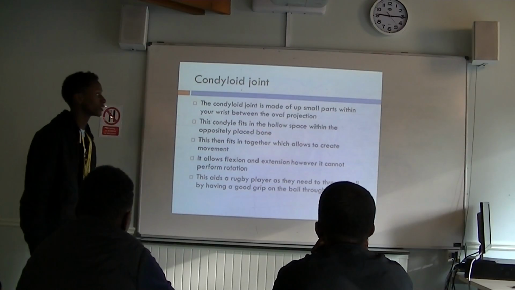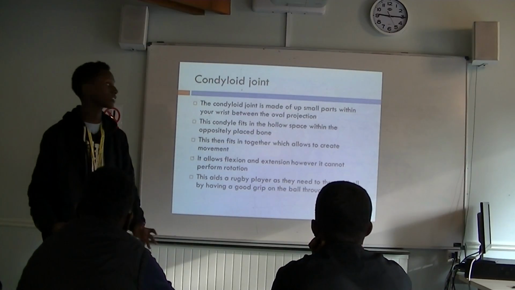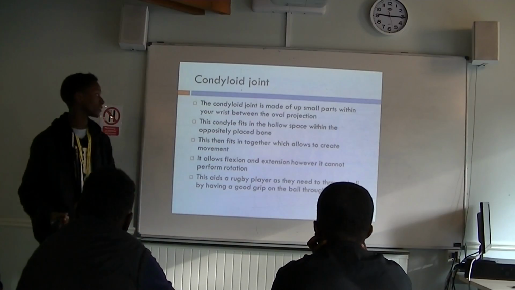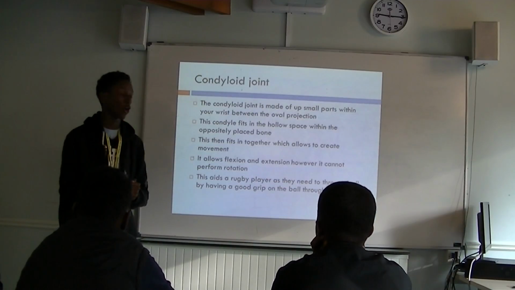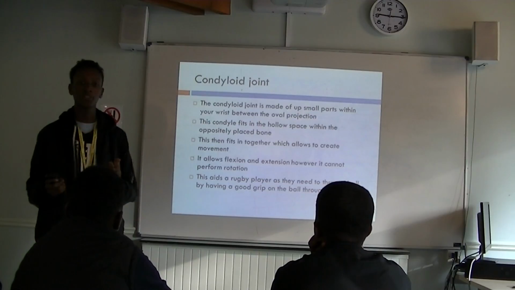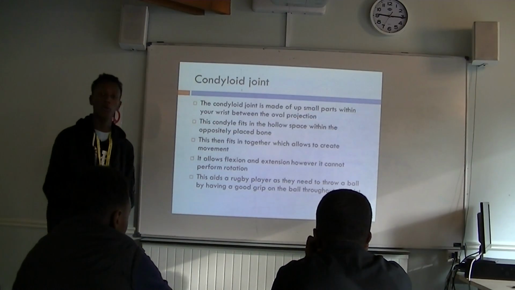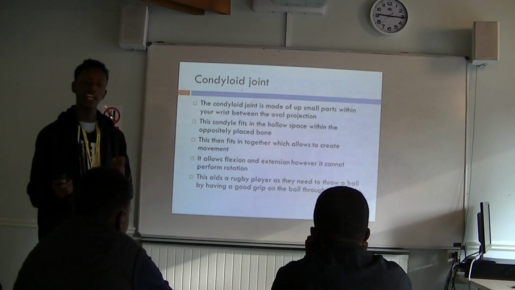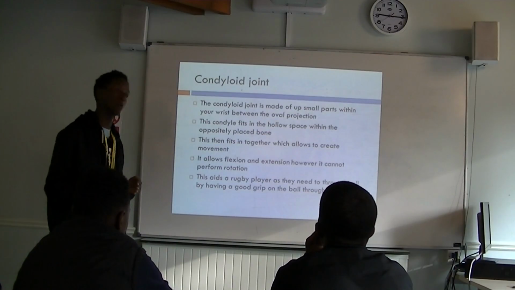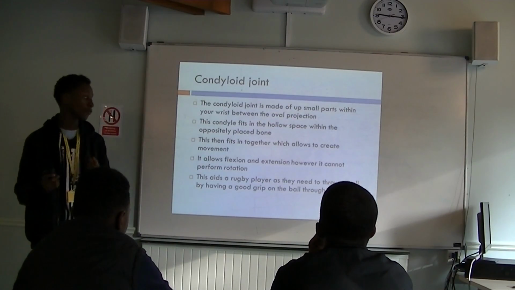The condyloid joint is made up of small parts within your wrist, where an oval projection fits in the hollow space within the oppositely placed bone. It allows flexion and extension, however it cannot rotate. This aids the rugby player as they need to throw a ball by having a good grip on the ball through this joint.